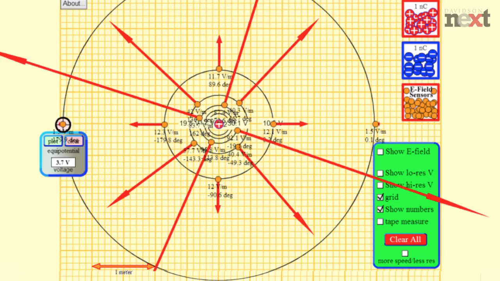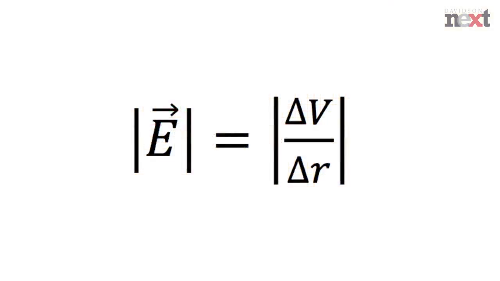The average value of the electric field in a region equals the change in electric potential across that region divided by the change in position in the relevant direction. Or the absolute value of E equals the absolute value of delta V divided by delta R. That means that we could calculate a value for the average electric field strength for any 2 points if we know the potential difference between those 2 points. We would divide the potential difference by the distance between the 2 points.